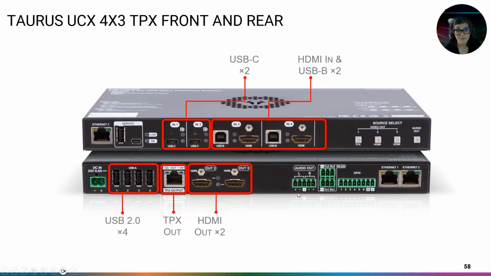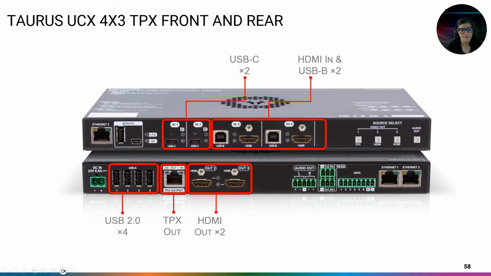For some of you who have sharp eyes, you may see something missing, and that is the occupancy sensor. That is because the occupancy sensor has been moved to the receivers on the TPX line. So you still get the occupancy sensor, it's just on the receiver.